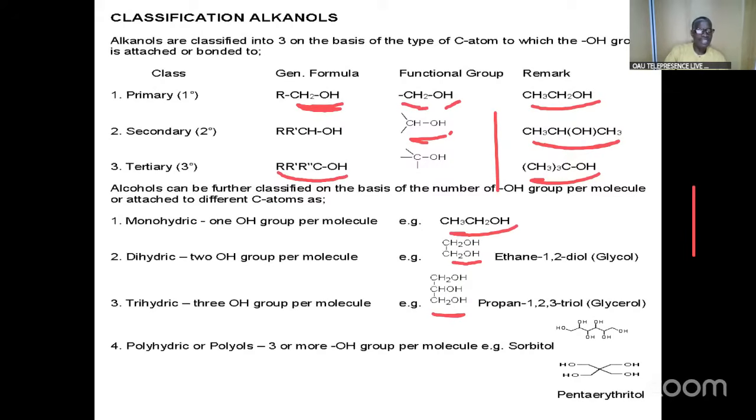And the fourth one, we call polyols or polyhydric alcohols. Poly means many, and that can be three or more. In fact, anything more than three, because we already have trihydric to mean three OH per molecule. A very quick example is sorbitol. You can see it here. Sorbitol has 6 OH groups, so it's a very good example of polyhydric alcohols or polyols.